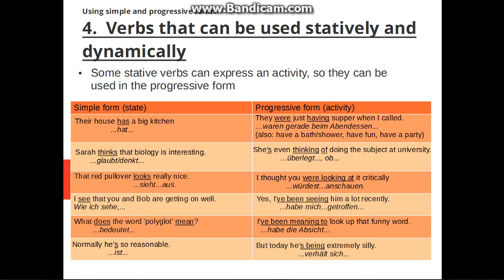Normally, he is so reasonable. He is, ist. But today, he's being extremely silly. Verhält sich.